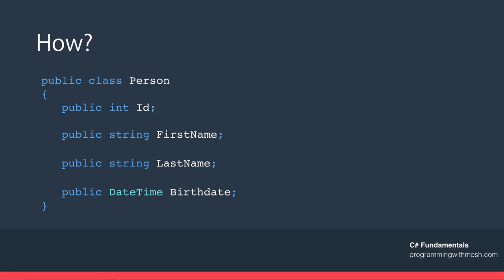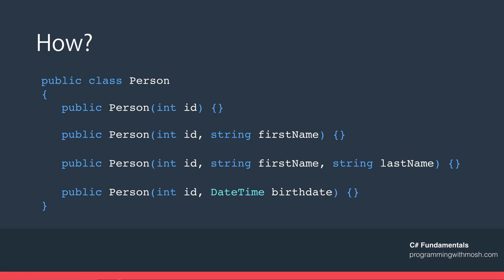Now, with this class, if we want to create constructors for initializing various fields, we may end up with a class like this. So as you see here, I have 4 constructors. The first one takes only an ID. The second one takes an ID and a first name. The third one takes an ID with first name and last name, and so on. So you see there are so many different combinations.